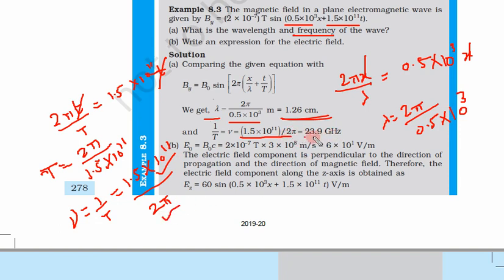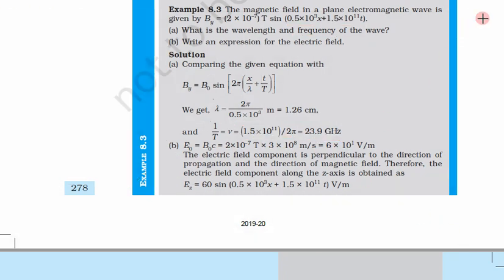So when we solve, we get 23.9 gigahertz. That means 23.9 into 10 to power 9 hertz, because giga is 10 to power 9. So this is our frequency. Now we have calculated both the wavelength and frequency. Now we have to write the expression for the electric field, because the magnetic field we already have.